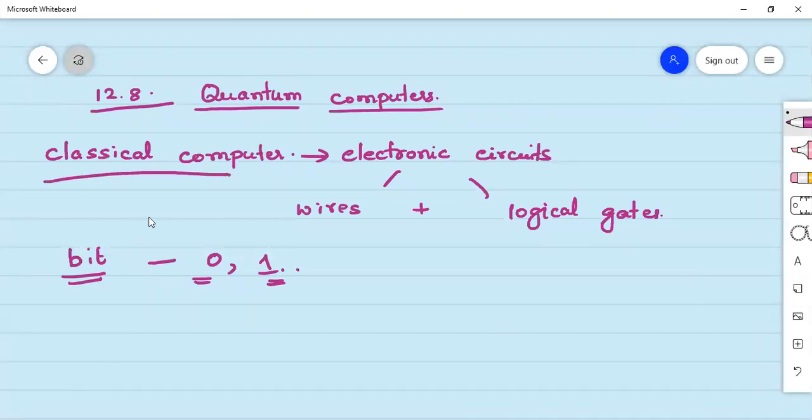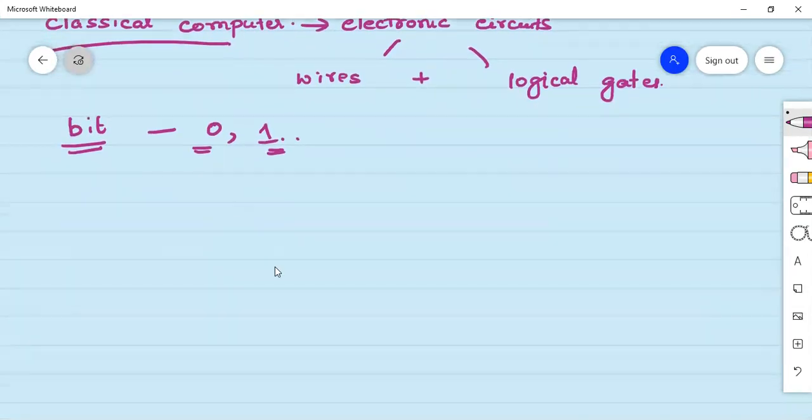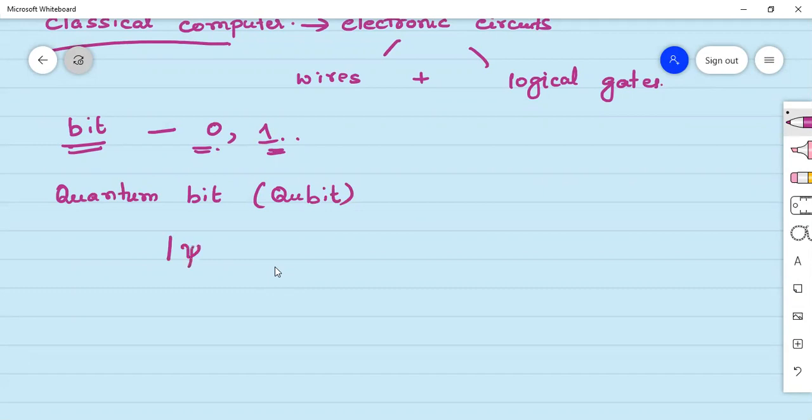So how are quantum computers different from this? That is what we are going to say. A classical computer bit will have a 0 or 1 value, but a quantum bit, in short, is also called a qubit. To represent a qubit, we use this terminology. Okay. So this is a mathematical description of a qubit.